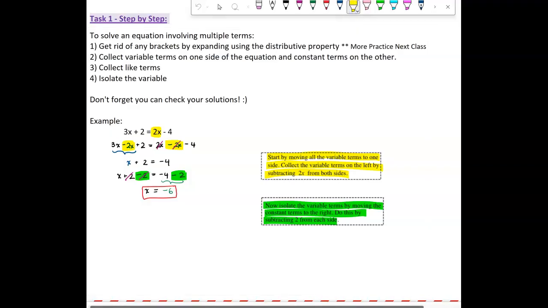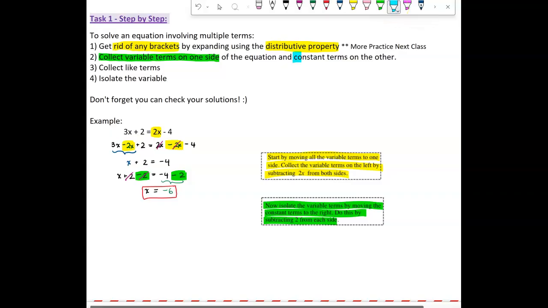First, what you want to do is make sure you get rid of any brackets. We do that by expanding or using that distributive property that we used in the past, but we'll practice again in the next class. And then what you want to do next is collect the variable terms on one side. There might be more than one variable term in the equation, and you're going to bring them together so that they're on one side of the equation.